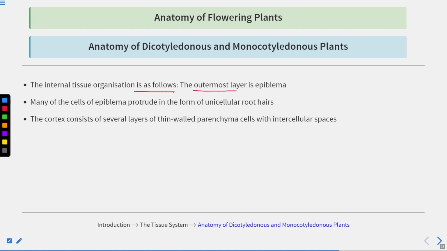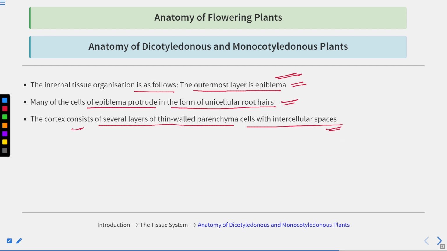The outermost layer is the epiblema. This is epidermis; when it is present on the surface of the root, it forms the epiblema. Many of the cells of the epiblema protrude in the form of unicellular root hairs. So the epiblema gives rise to the root hairs. And the cortex consists of several layers of thin walled parenchyma cells and intercellular spaces.